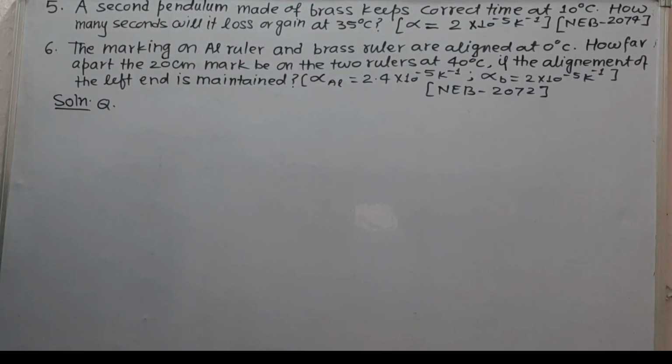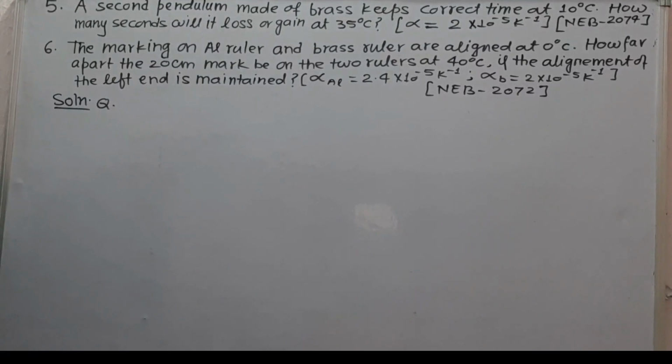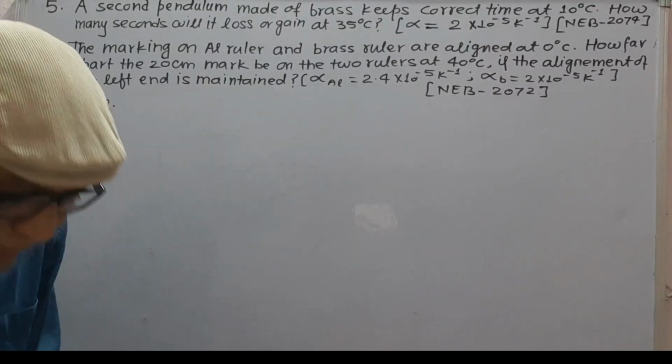Next question number 6. The marking on aluminum ruler and brass ruler are aligned at 0 degree Celsius. How far apart the 20 cm mark be on the two rulers at 40 degrees Celsius if the alignment of the left end is maintained? Linear expansivity of aluminum and brass are given.